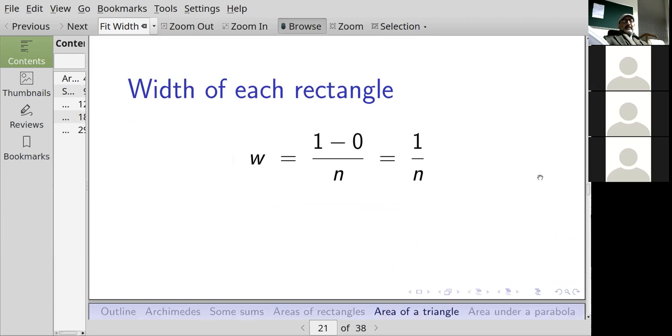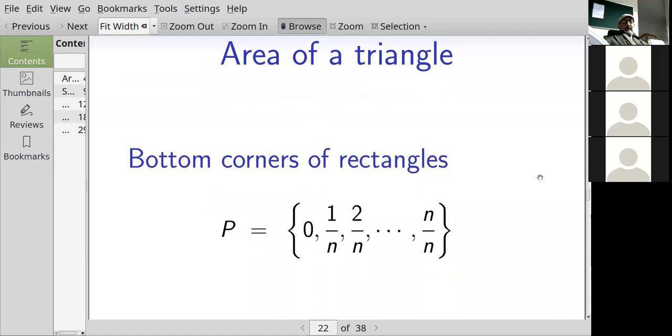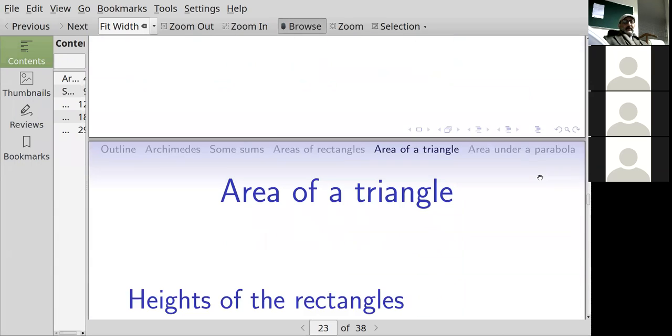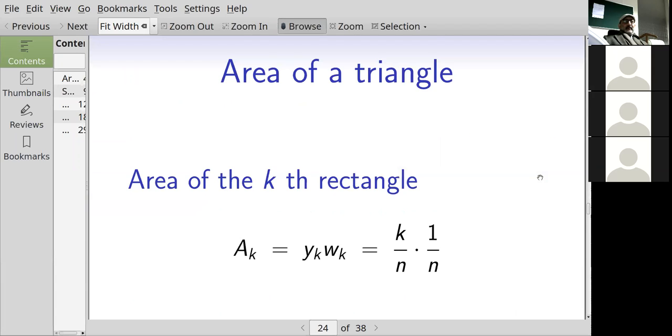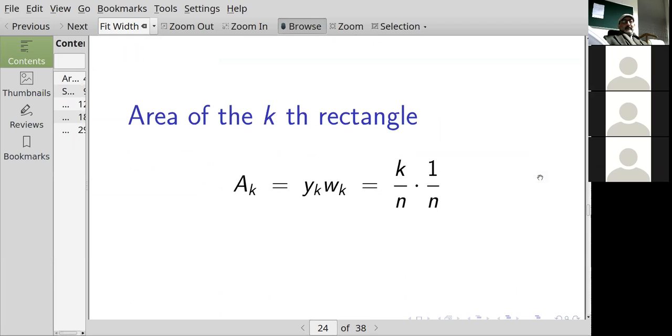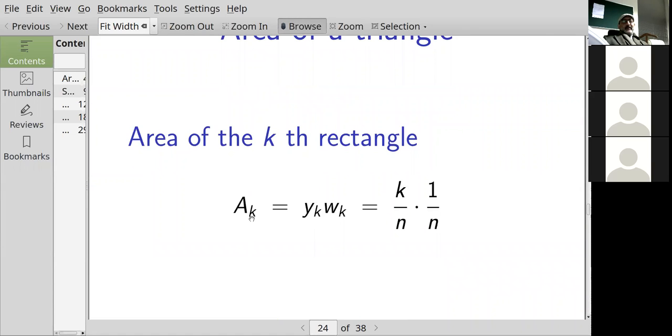So, once again, the width of each rectangle is 1 over n. The bottom corners of the rectangles are at the points x equals 0, x equals 1 over n, x equals 2 over n, all the way up to x equals n over n. The heights of the rectangles are 1 over n, 2 over n, and so on, up to n over n. The height of the kth rectangle was k over n, and the width of all the rectangles is 1 over n. So the area of the kth rectangle is k over n squared.